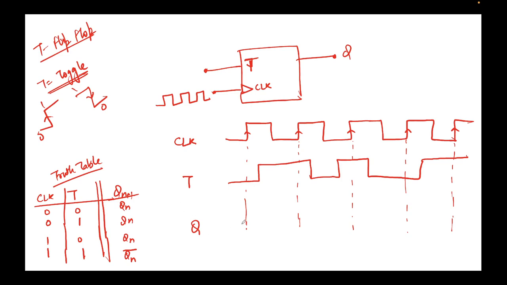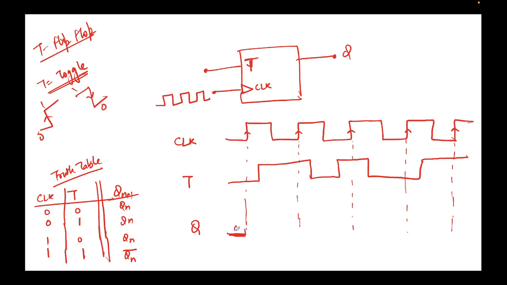So again, I'll assume that initially the output was zero. Usually this is provided in the problem itself, right? So here the clock is allowing, but toggle is zero, so no toggle will happen. This means toggle input is zero.